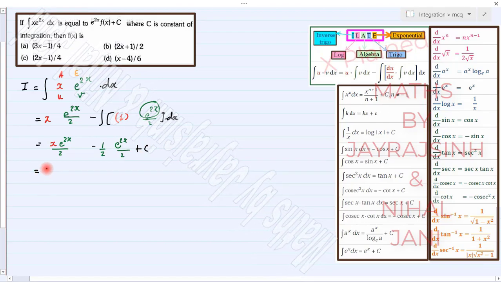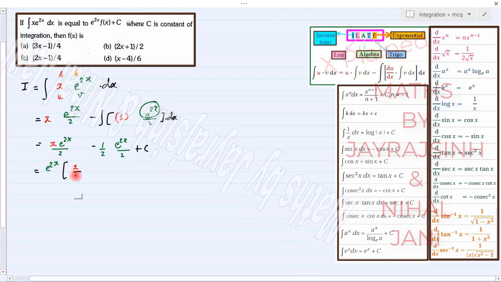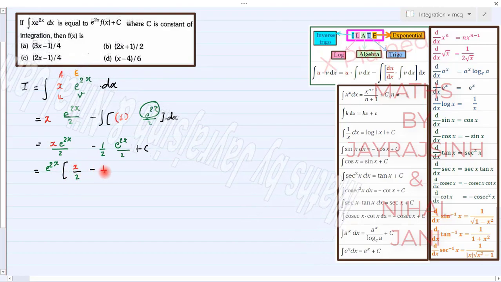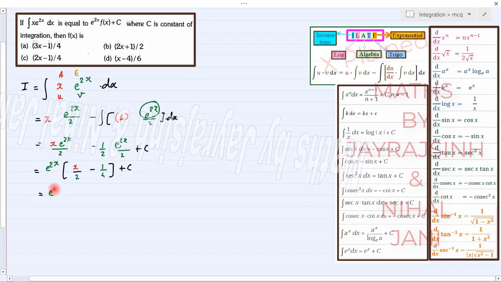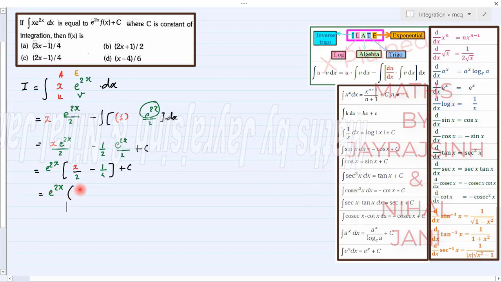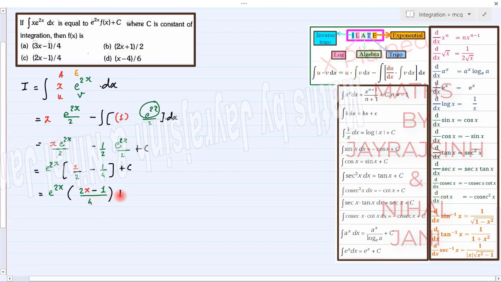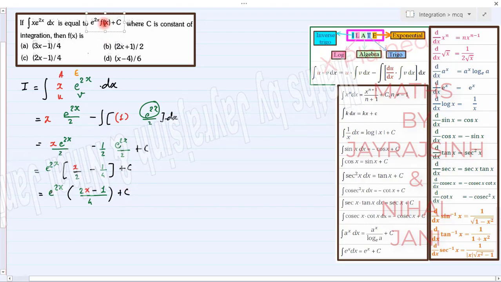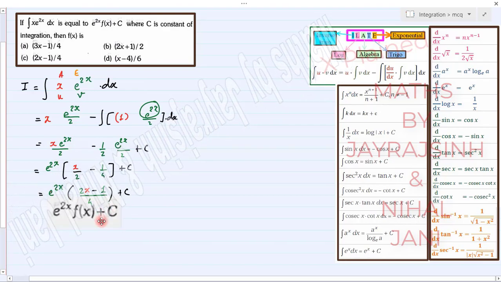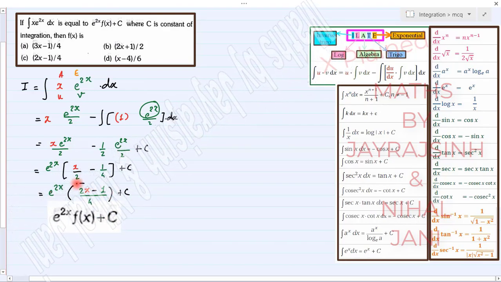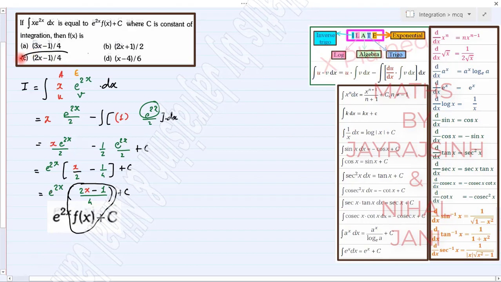Now for simplification, we can take e raised to 2x common. So we will get x by 2 minus 1 by 4 plus c. Or we can say e raised to 2x, after taking LCM, we will get 2x minus 1 by 4 plus c. But we already have the integration. So let's compare them. We can say your fx must be 2x minus 1 by 4, which is given in option C.